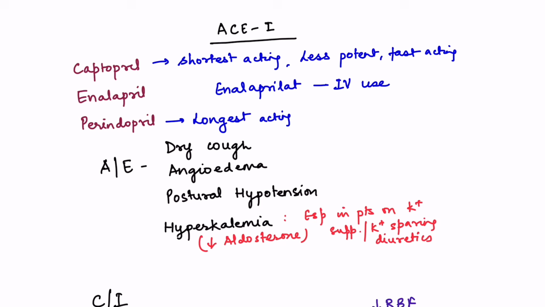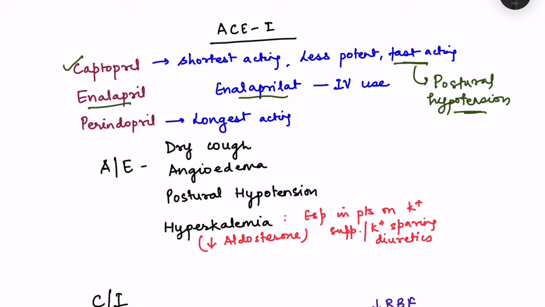So ACE inhibitors include captopril, which was the first drug to be used, but it is the shortest acting, less potent and fast acting. And because of being very fast acting, it has more tendency to cause postural hypotension. Then we have enalapril. Another form of this, enalaprilat, is available for IV use in hypertensive emergencies. Perindopril is the longest acting. Obviously, there are certain other drugs also. I am not going to discuss that.